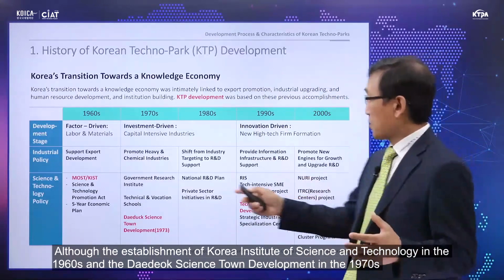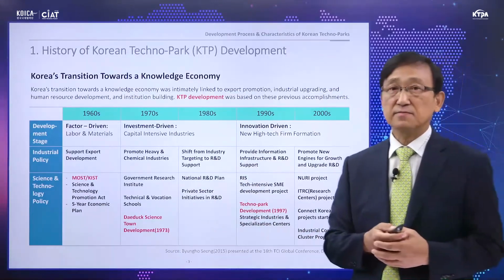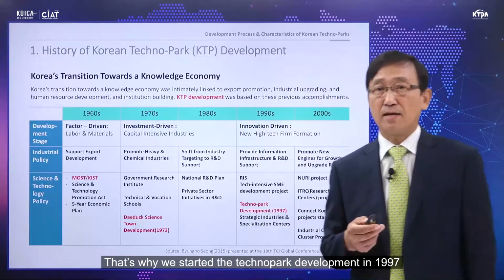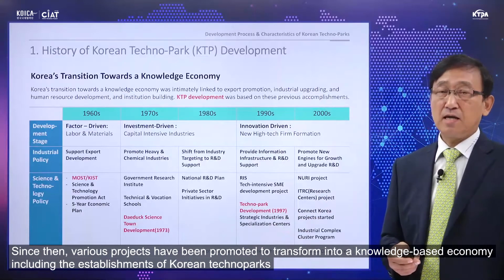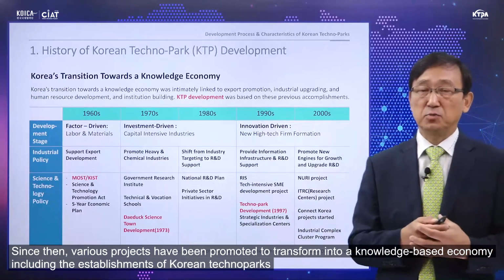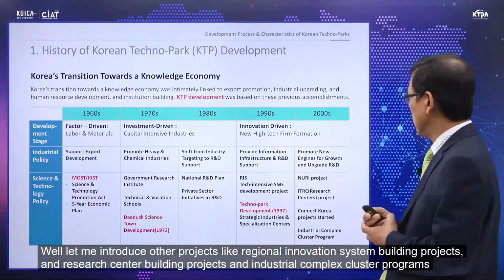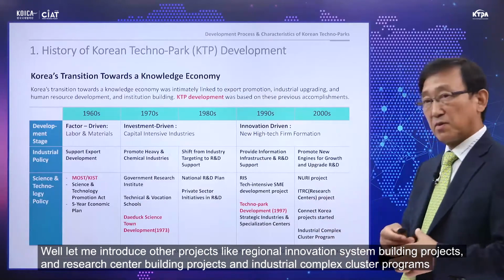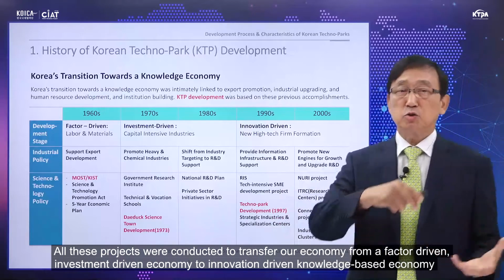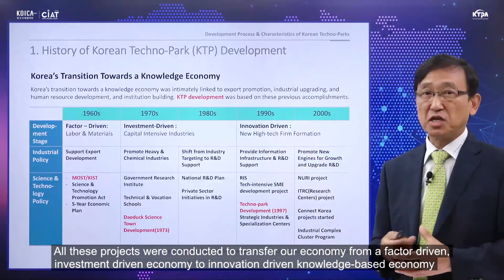Although the Korea Institute of Science and Technology was established in the 1960s, and Daedok Science Town was developed in the 1970s, Korea faced industrial decline starting from the financial crisis in 1997. That's why we started Technopark development in 1997. Since then, various projects have been promoted to transform into a knowledge-based economy, including the establishment of Korea Technoparks. Let me introduce other projects like the Regional Innovation System building project, the Research Center building project, and Industrial Complex Cluster programs. All these projects were conducted to transform our economy from a factor-driven, investment-driven economy to an innovation-driven, knowledge-based economy.